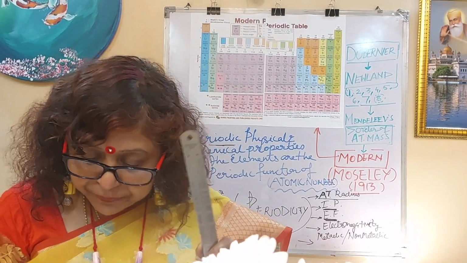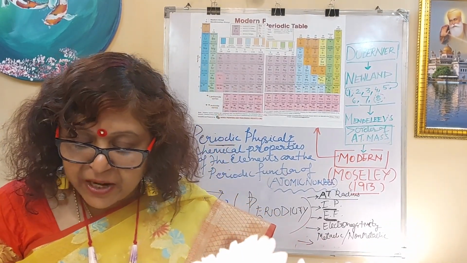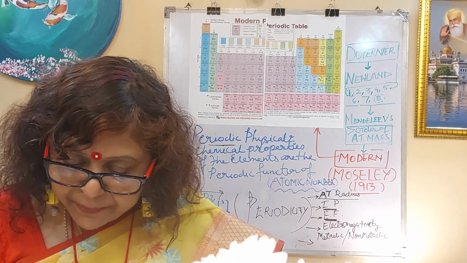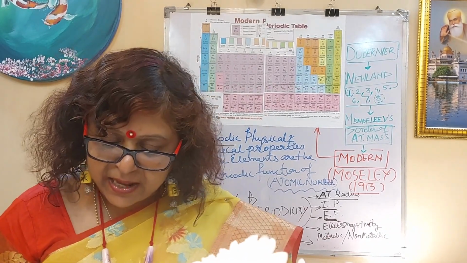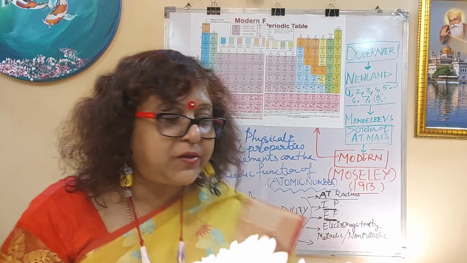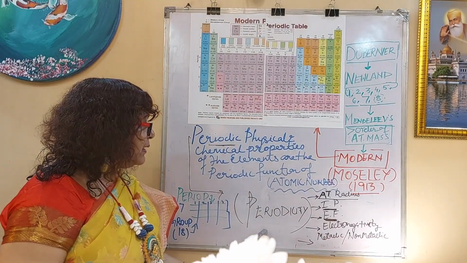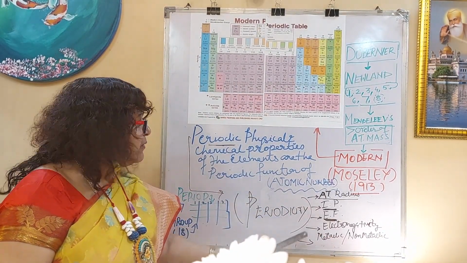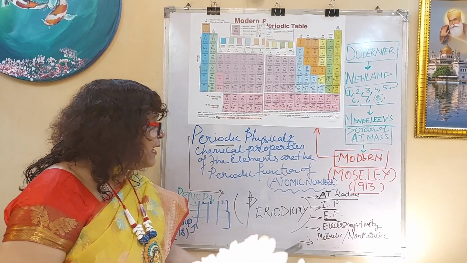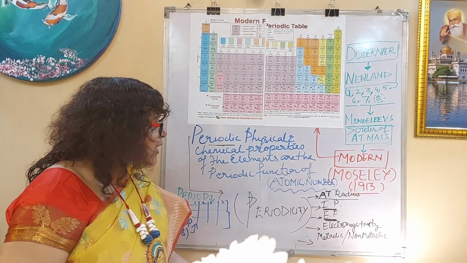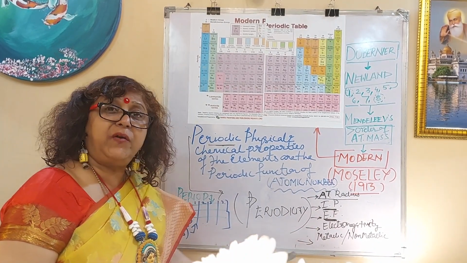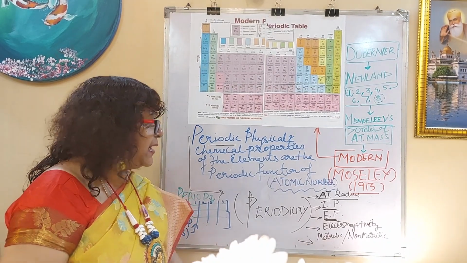Now, the properties which appear at regular intervals in the periodic table are the periodic properties. What are the periodic properties which you have to study? It will be the atomic radius, the ionization potential, electron affinity, electronegativity, and the metallic character and the non-metallic character.